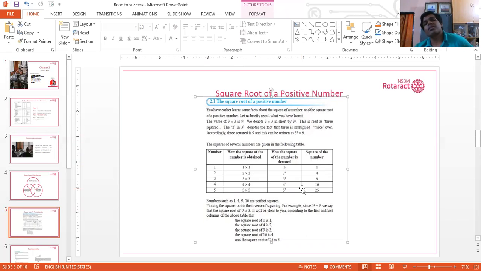What is a square? Square is taking one number and multiplying it by the same number to get the product, the square of the number. Basically, it's multiplying the same number twice. So 2 into 2 is 4, 3 into 3 is 9, 4 into 4 is 16, 5 into 5 is 25. Those are squares. 25 is a square.